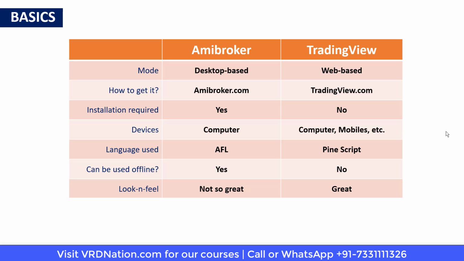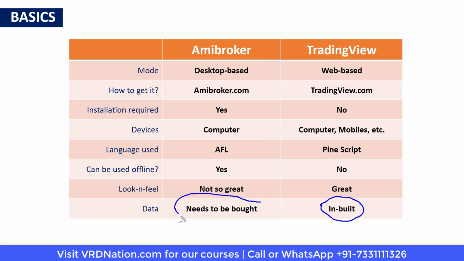Now the next point is actually very important, and that pertains to the data. When you are using TradingView, you don't have to pay for the data because the data is already inbuilt. TradingView as a company has taken responsibility to provide you with all the data that you need. Whereas in the case of Amibroker, Amibroker says that I'm only going to give you the software. The data has to be bought separately, right? The data has to be purchased from a separate company, and these companies are called data vendors.